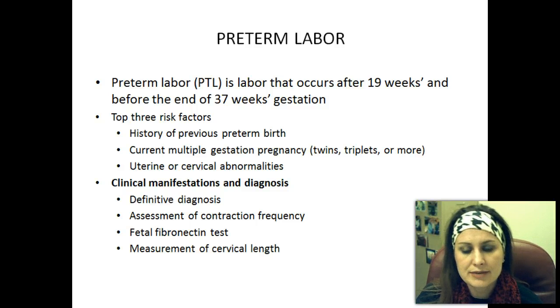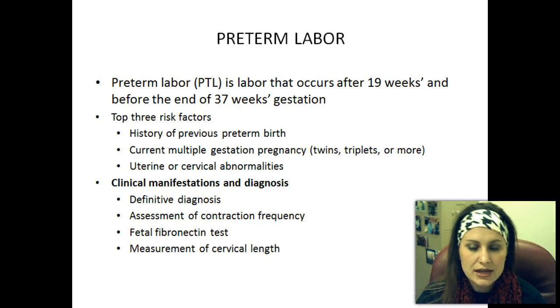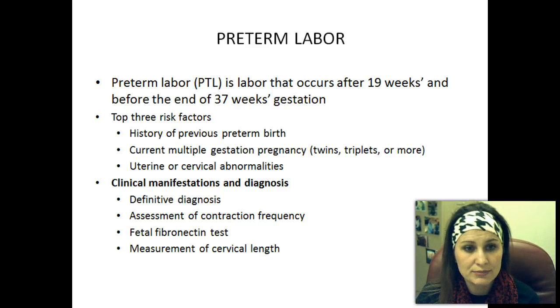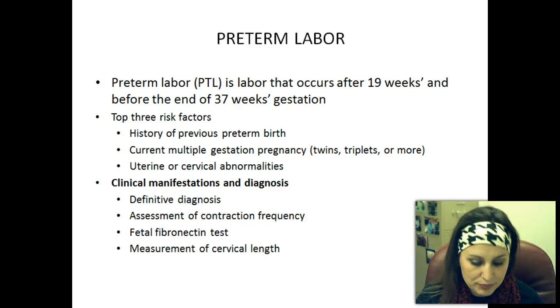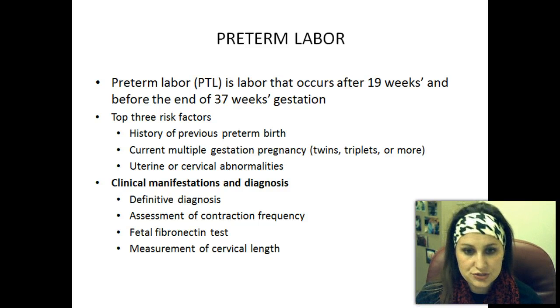Okay, preterm labor is labor that occurs after 19 weeks and before the end of 37 weeks gestation. Anything prior to 20 weeks is going to be a significantly poor prognosis for that baby. In fact, usually we say at 24 weeks, that baby has a good chance of surviving outside the womb. But anything before then, it's really poor prognosis for that child. Okay, so the top 3 risk factors: a history of a previous preterm birth, current multiple gestation pregnancy, twins, triplets, or more, and then uterine or cervical abnormalities.